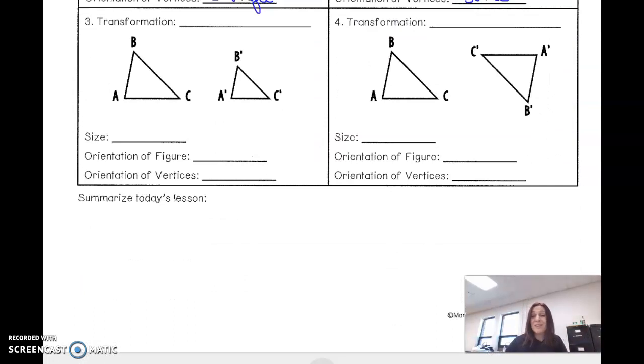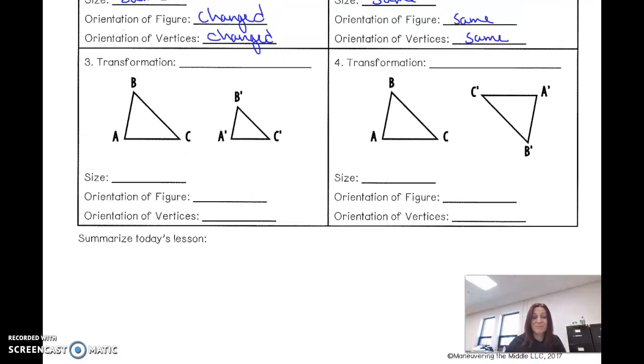Okay, well this one got smaller. Again, pre-image, image. And if it gets smaller, the only transformation we work with that gets smaller is a dilation. So, again, if we're just thinking of things changing and staying the same, the size changed.